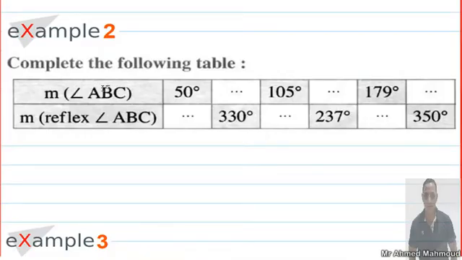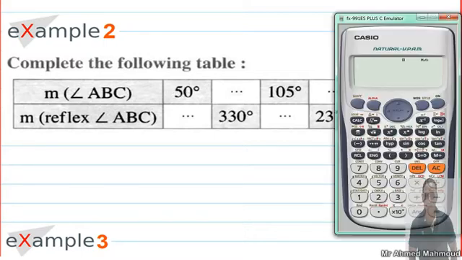Now we have example 2. In this example, complete the following. Here in this table, we have up the measure of angle ABC. Down in the lower row, we have the reflex of angle ABC. Here, to find the reflex opposite to 50 degrees, we do the following. We are going to write 360 minus 50, it's equal to 310 degrees.